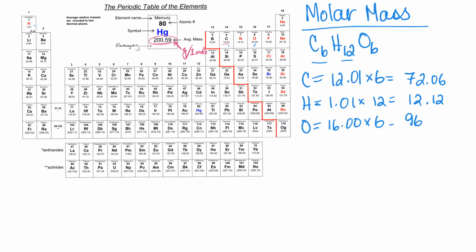Now, your calculator will say 96, but please remember there's 2 zeros after the decimal point. So now we have everything all set up so that you could just add down. And when you add that together, it's 180.18. Now, there's units. What are the units? Grams per mole.